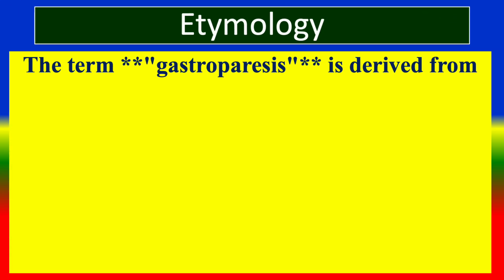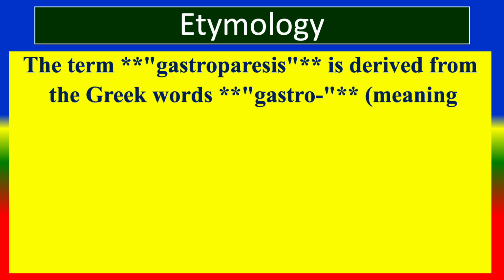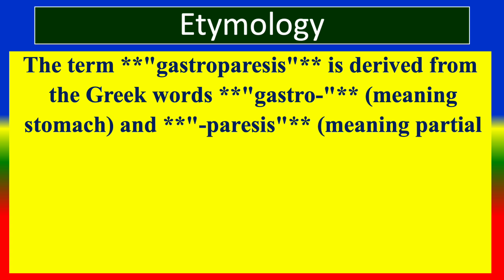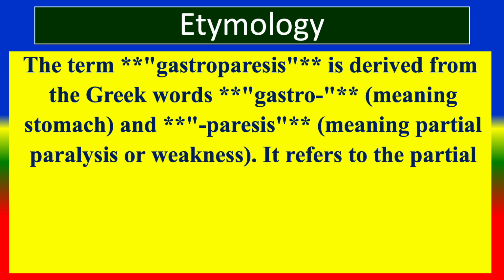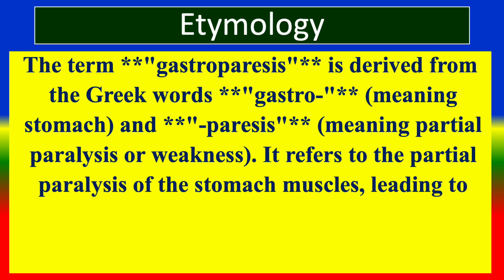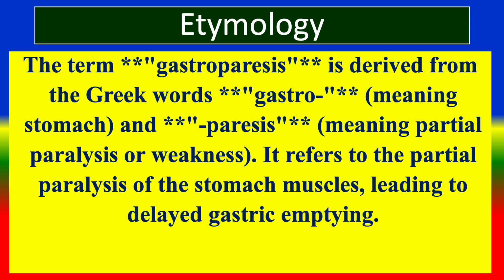Etymology. The term gastroparesis is derived from the Greek word gastro, meaning stomach, and paresis, meaning partial paralysis or weakness. It refers to the partial paralysis of the stomach muscles leading to delayed gastric emptying.